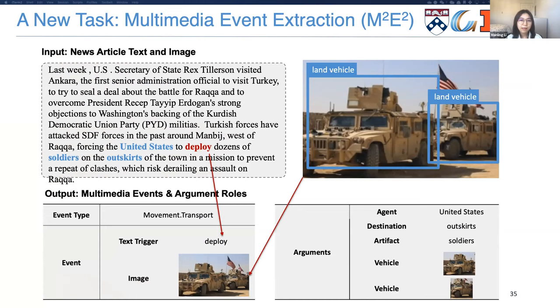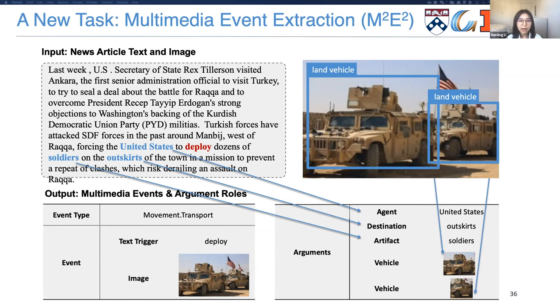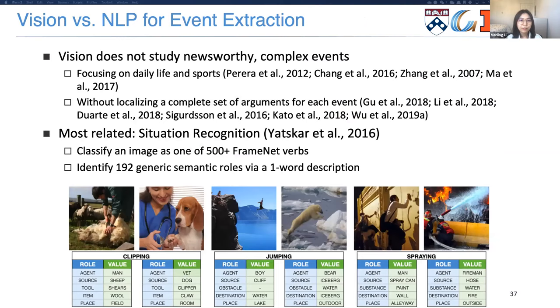In this example, the trigger word deploy and the image are about the same transport event. And the agent, destination and artifact arguments can be extracted from text, but the vehicle can only be extracted from image. There is some work in the computer vision community to extract events, but with a different focus on physical events in daily life scenarios, like clipping, jumping, this kind of daily life verbs. So it has a gap with complex events in traditional text event extraction. In text event extraction, we focus more on high-level events like transport, protest, and so on. So there is a gap between these two modalities.